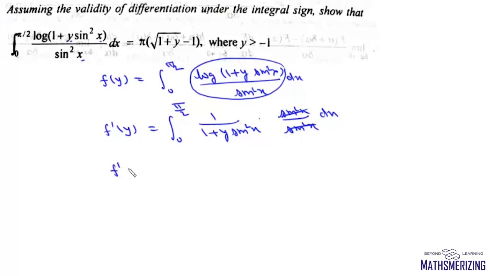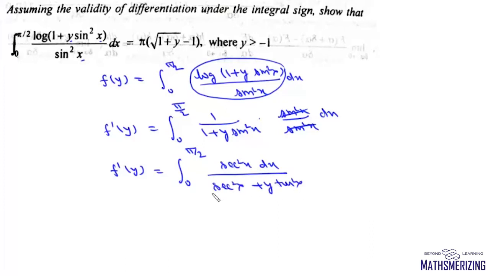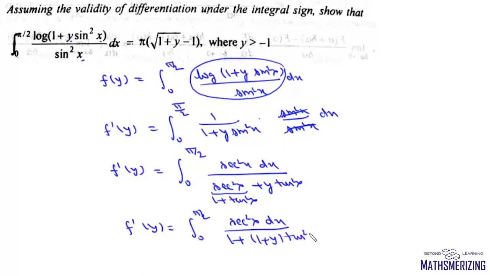Now we'll write this as f dash y equals this integral from 0 to pi by 2, and what we'll do is divide everything by cos square x. So in the numerator we'll have secant square x upon secant square x plus y tan square x. And we'll also write secant square x as 1 plus tan square x. So this f dash y will be the integral from 0 to pi by 2 of secant square x dx upon 1 plus y tan square x.